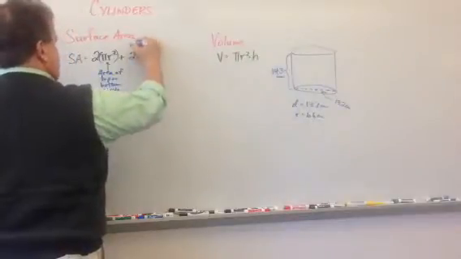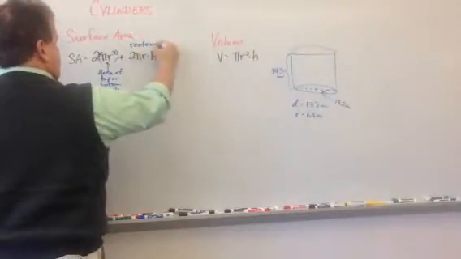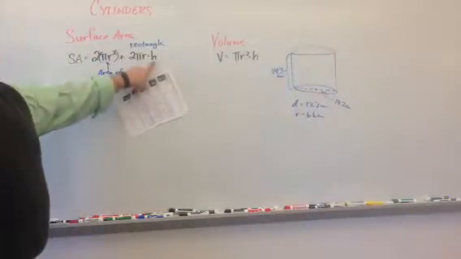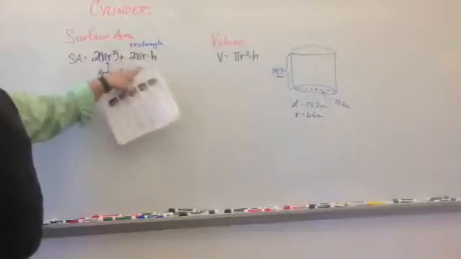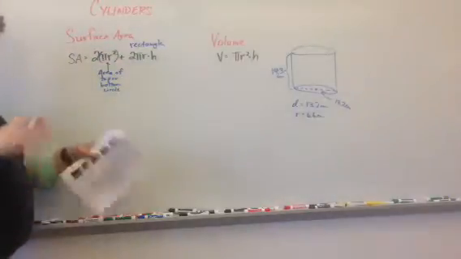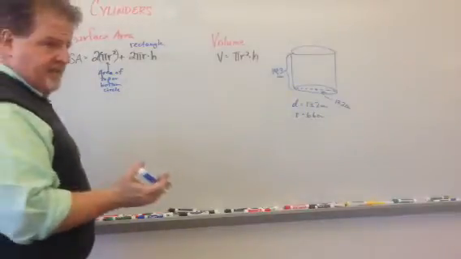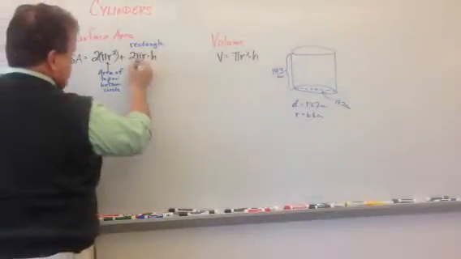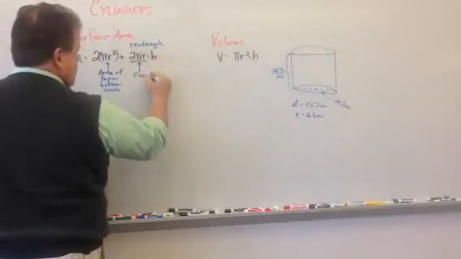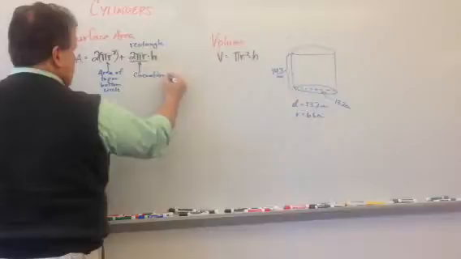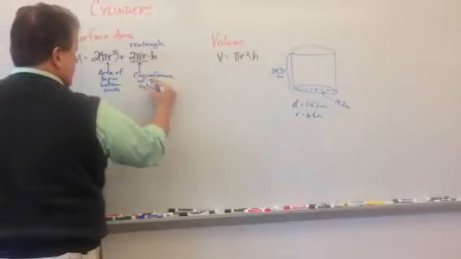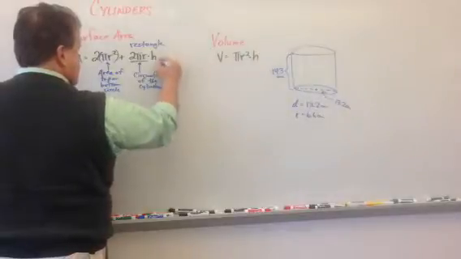So this is the rectangle here. And the side dimension of the rectangle is the height of the cylinder. But the top or bottom dimension of the rectangle is what used to be the circumference of the cylinder. And we know circumference is right here, 2 times pi times r. So that's the circumference of the cylinder. And this is the height of the cylinder.